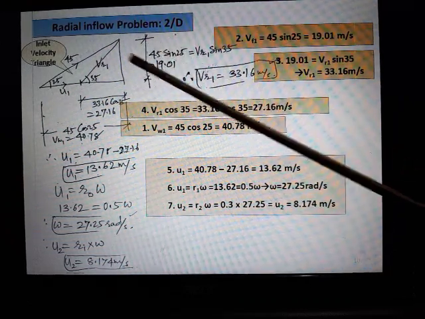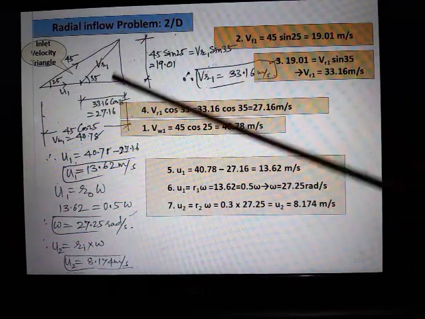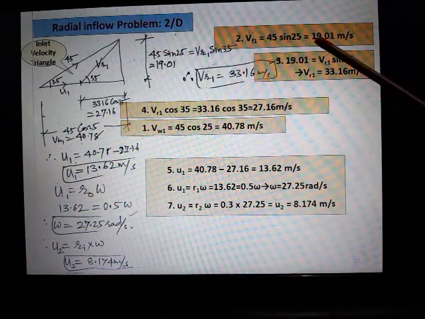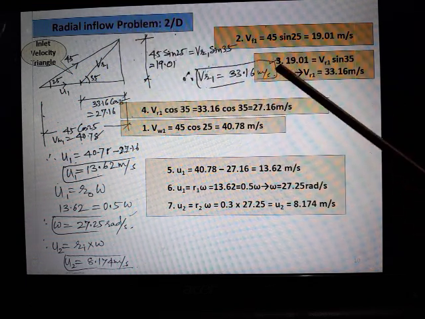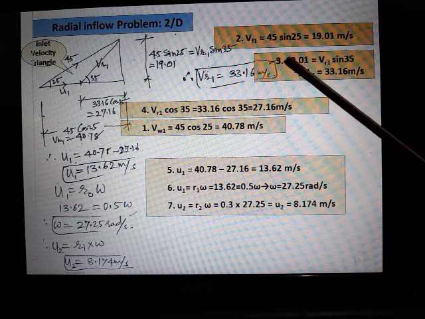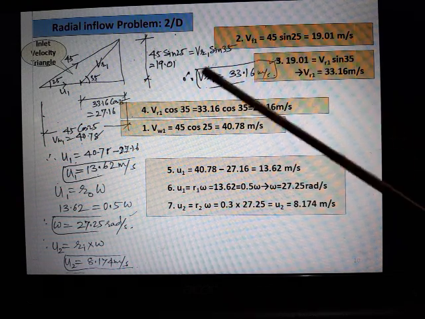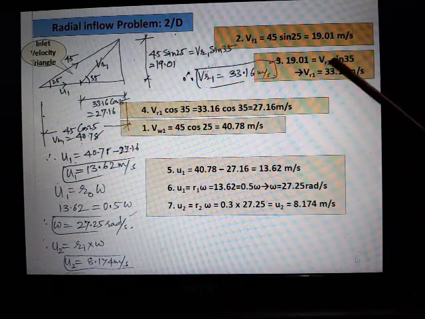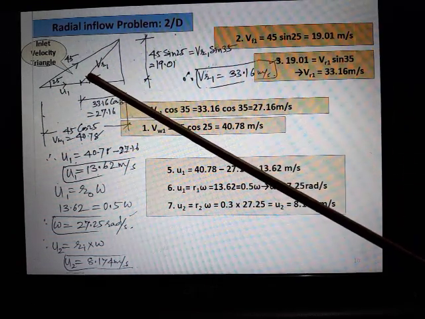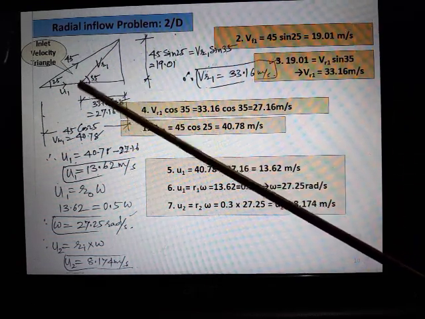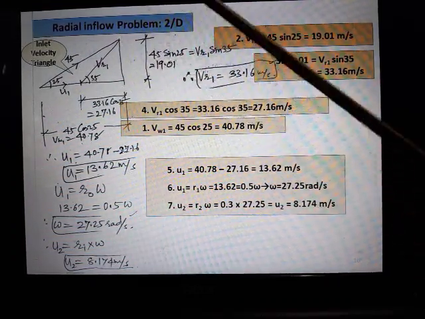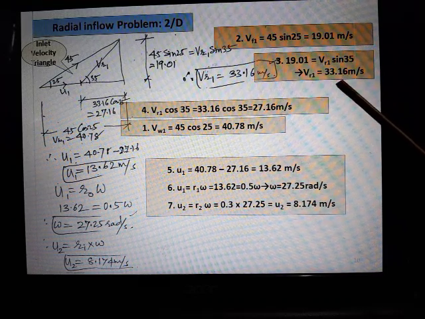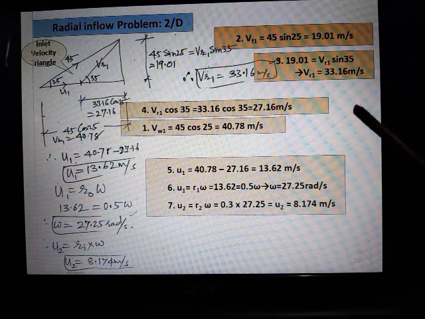Now step number 2 over here. So this side is calculated. Because 45 and 25 is known, I can calculate this: 45 sin 25, that is 19.01 meter per second. That is known. Now step number 3, what I have done is 19.01 can also be written as VR1 sin 35. Because 35 is given, VR1 sin 35 is 19.01. So hence I will be able to calculate VR1 as 33.16.